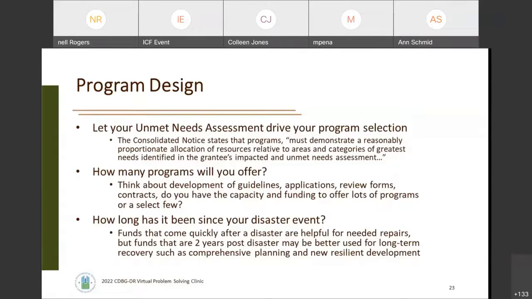And then, how long has it been since your disaster event? I think about this quite often: the special appropriation of funding from Congress has no guarantee that it occurs within any given amount of time from a disaster event. So some grantees have been waiting close to 2 years now from their disaster event. And so, looking at those remaining unmet needs from a timing perspective, those folks who may have had the highest barriers to other resources and other programs should be prioritized. The folks who have not been able to relocate or recover in the significant amount of time since the disaster event. So make sure that you're programming to those greatest needs.